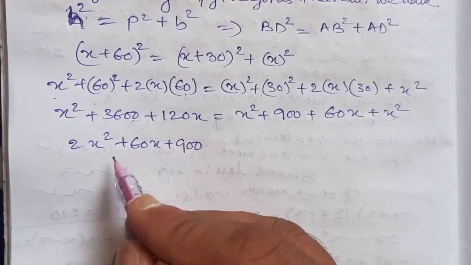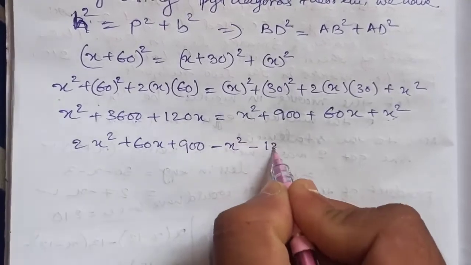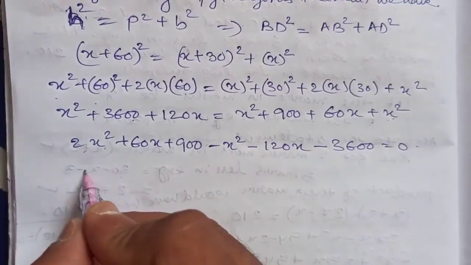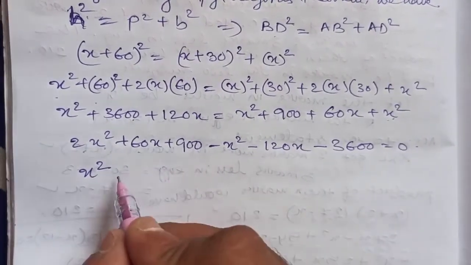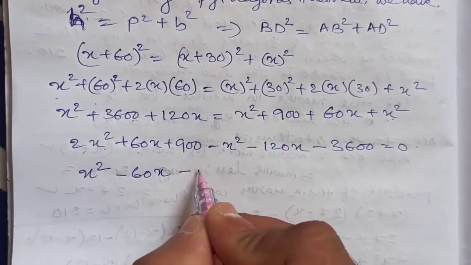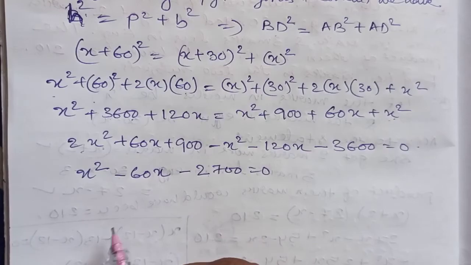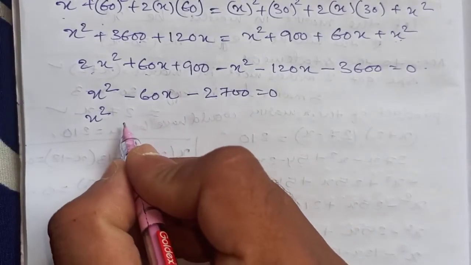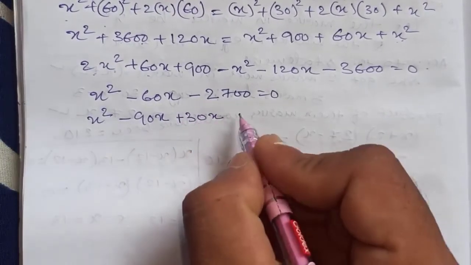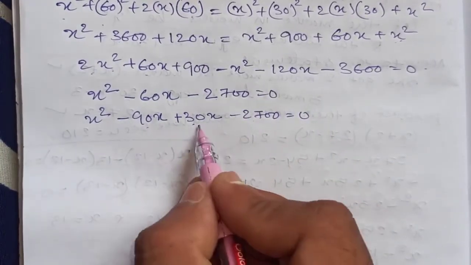Bring all these terms to this side, because 2x square is bigger on the RHS. So it will become x square minus 60x minus 2700 equals 0. 2x square minus x square is x square, 60 minus 120 is minus 60x, 900 minus 3600 is minus 2700. Okay, so we have to split the middle term to get 2700. The middle term which we will get is minus 90x plus 30x minus 2700 equals 0. 9 3s are 27 and 90 minus 30 is 60x.